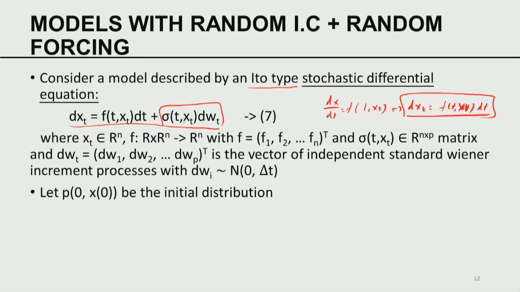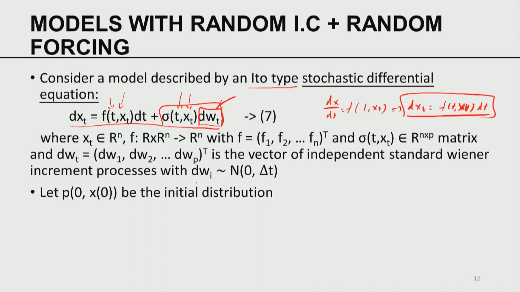Sigma t x t is a state dependent function. This is again a state dependent function. The state dependent function can also explicitly depend on time. So sigma could be a complex nonlinear function of both time and state. F could also be a complex nonlinear function of both time and state. dwt, this is the important newcomer. dwt is called the Wiener incremental process. It is a very important class of stochastic processes.